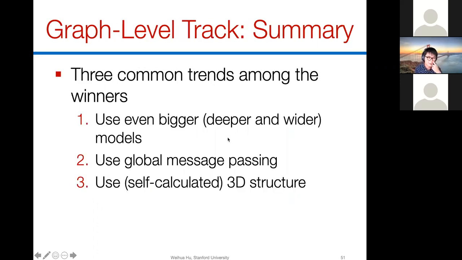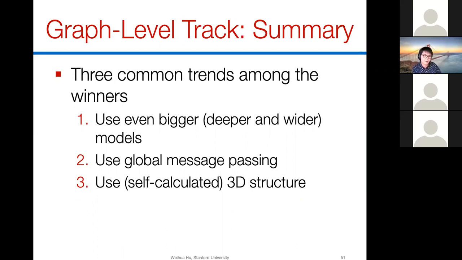And I want to summarize the 3 common trends observed among the winners. First of all, all the winners use even bigger, meaning deeper and wider, models than our baseline models. The second is that all the winners somehow incorporate the global graph information in each round of message passing of graph neural networks. And the third is that all the winners try to use the 3D structures of the molecules.